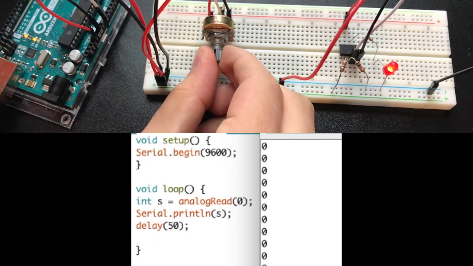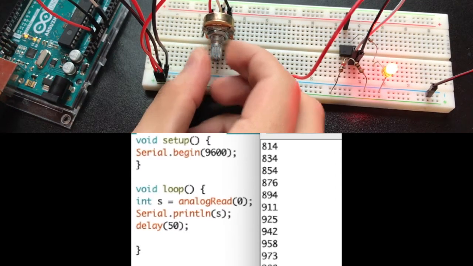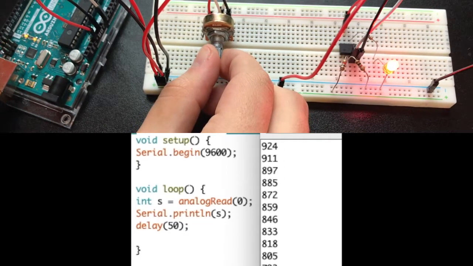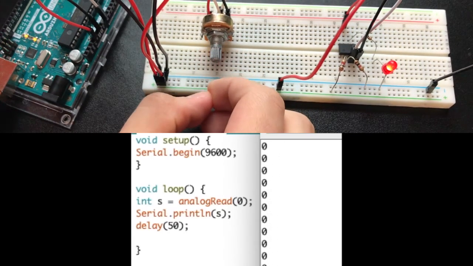Firstly, looking at the comparator we built, the intensity of the LED is low when the potentiometer input is less than 512 bits or 2.5 volts. But when the potentiometer input is higher than 512 bits, the LED is much brighter.